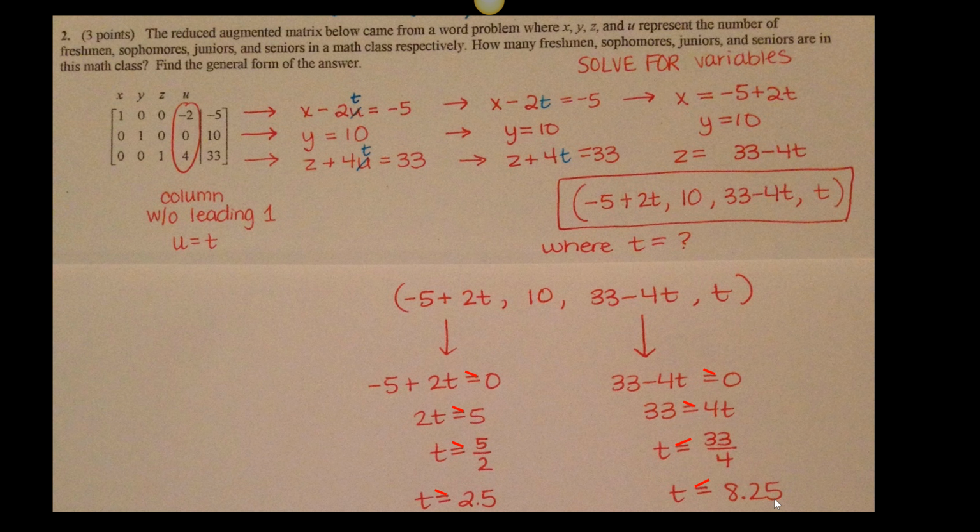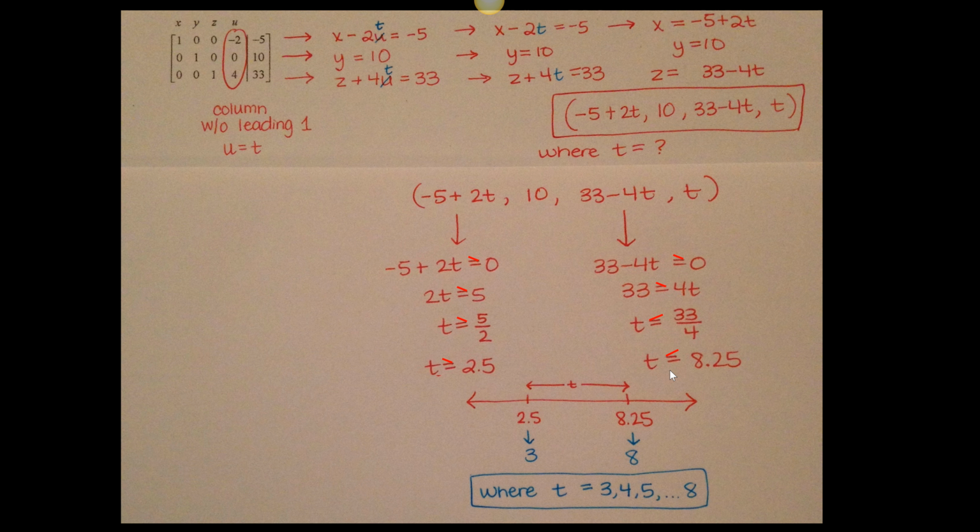So, to make sure that we don't get a negative number of people in any of these constraints, this is what we have to do. We have to say what can our T be equal to so that we don't have any negative people in this case, okay? So if you were to draw this on a number line, we have that T has to be greater than or equal to 2.5 and less than or equal to 8.25, okay? So we're in this range of 2.5 to 8.25, but we can't have a fraction of a person, okay? So we need to decide, should we round up, should we round down, based on where we're allowed to be.